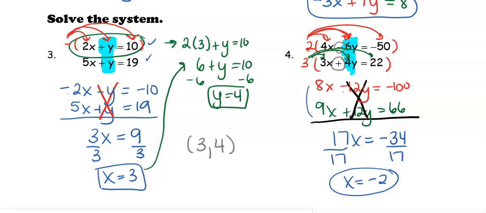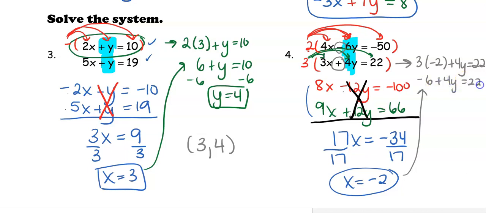Now to finish it off, we've got to go back to the beginning. You can choose either one. I'm actually going to choose the second equation. We just have smaller numbers and less negatives here, but it doesn't matter. So 3 times x, and again we found that x was a negative 2, plus 4y equals 22. Negative 6 plus 4y equals 22.